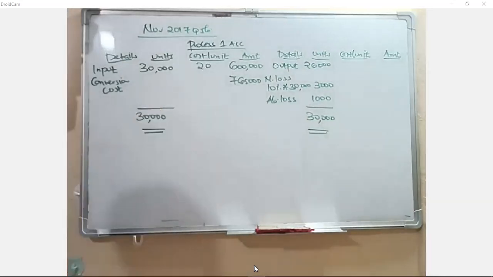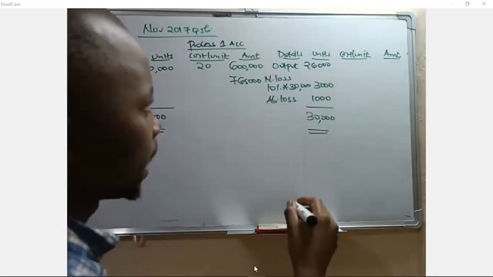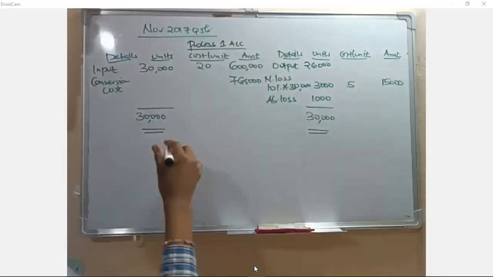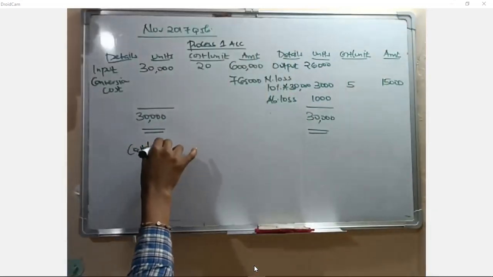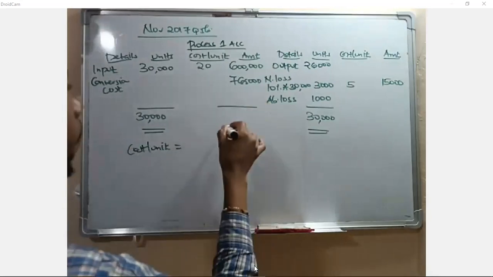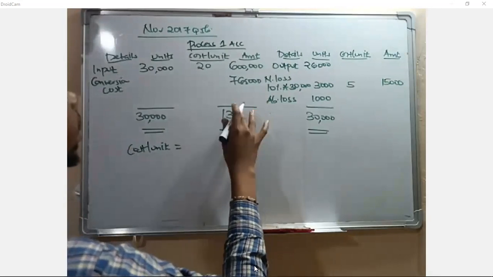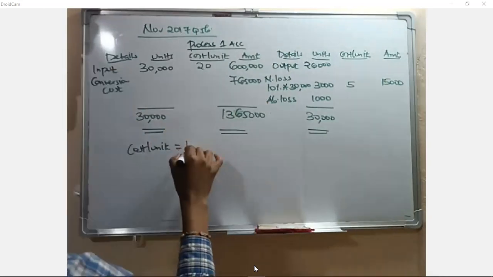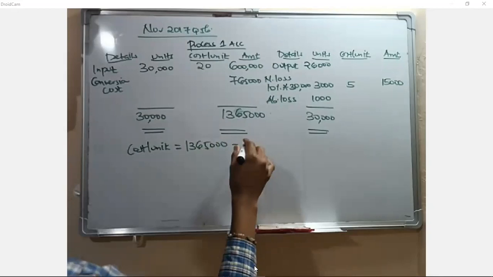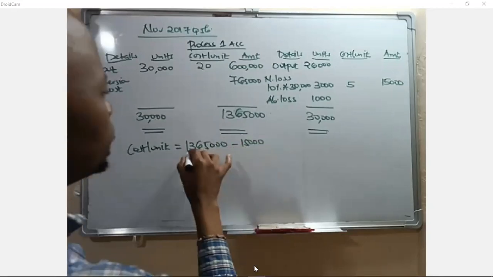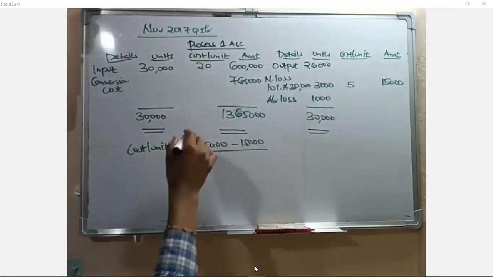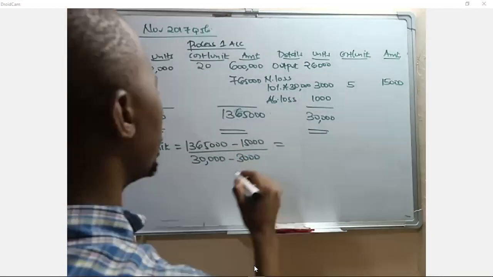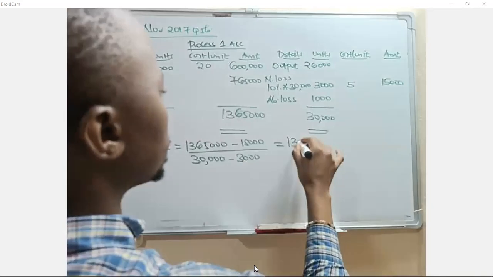Now, the normal loss is going to be scrapped by how much in process one? I can see the examiner is giving you 5 shillings, so this translates to 15,000. So just come straight and calculate the cost per unit to finish your calculation. We said you take the process cost. My process cost here, I can see, is 1,365,000. So you just need to take 1,365,000 minus the normal loss, which is 15,000. You divide by our input, which is 30,000, minus the normal loss, which is 3,000. So how much is this? We are talking about 1,350,000.